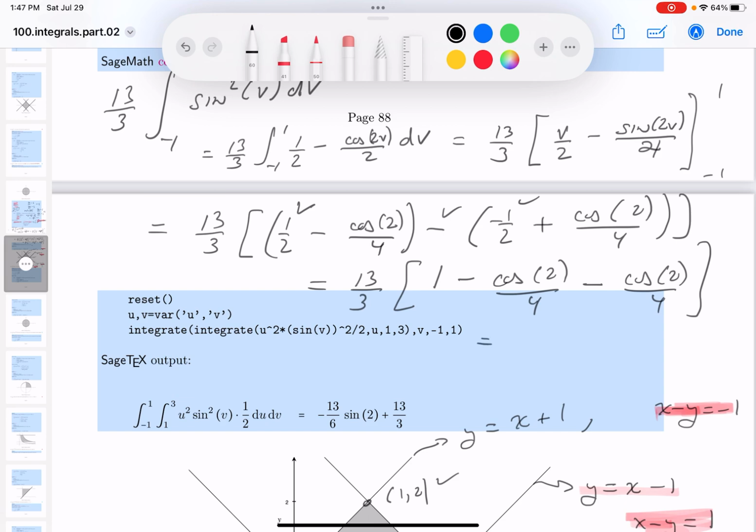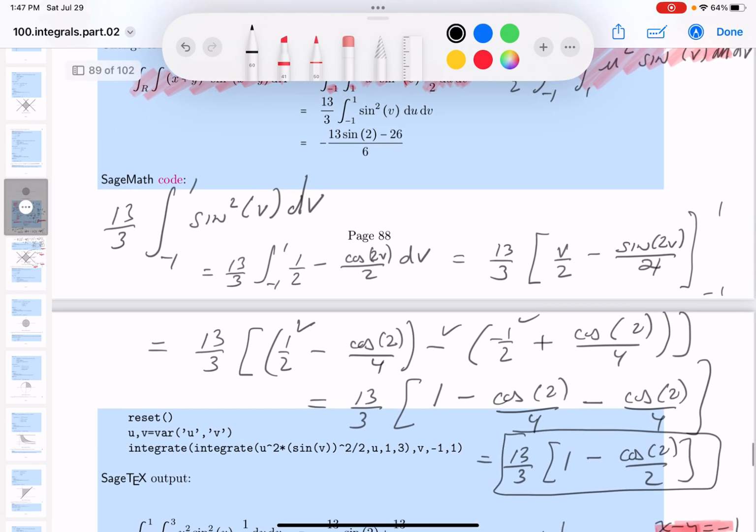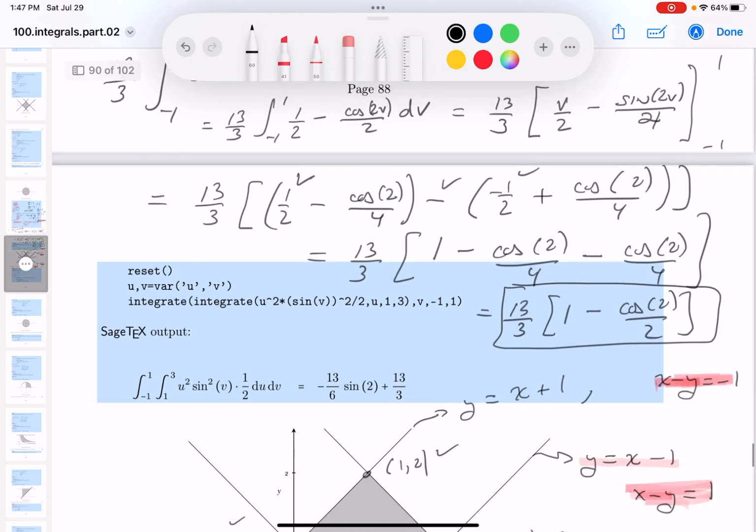So what are you going to get over here? 13 thirds, 1 minus 2 cosine 2, so it's going to be cosine 2 over 2. Let's take a look, see if we got it. Now, I'm going to say they did something here. I guess they did a common denominator. Let me look at that before I commit to it. A 6. 3 times 2 is 6. You can get 13. This is going to be 2 over 2, by the way. And 2 minus cosine 2.